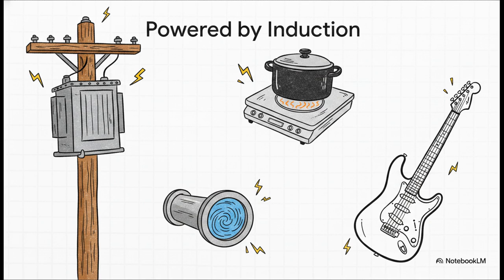Let's step away from the paradoxes and the advanced calculus for a minute and bring this all back down to earth. Because how does Faraday's law actually power our modern world? The answer is literally everywhere. Those big transformers on power lines, they use induction to step voltages up and down so power can travel safely over long distances. Your induction cooker uses a rapidly changing magnetic field to induce swirling currents right inside the metal of your pan, heating it up without a single flame.